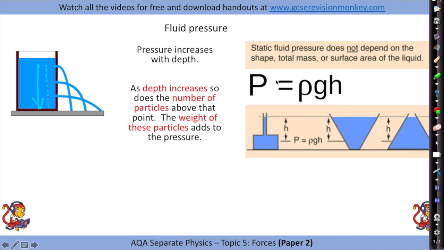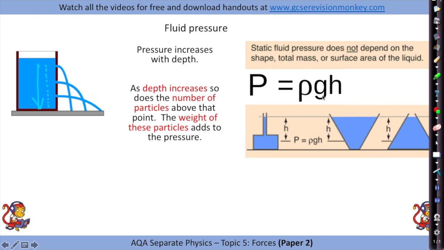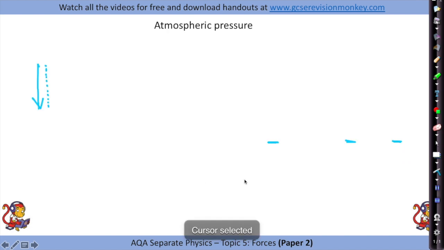Okay, now there's an equation for pressure at depth. Pressure equals rho g times h, rho being the density of the liquid, g being the strength of gravity, and h being the height of the container. So fluid pressure, the pressure inside a liquid, doesn't depend on the shape, doesn't depend on the total mass of the liquid, and doesn't depend on the surface area of the liquid. So you can see in these three different shaped objects, the pressure at this depth just here would be exactly the same in all of them. Okay, so pressure equals rho gh.